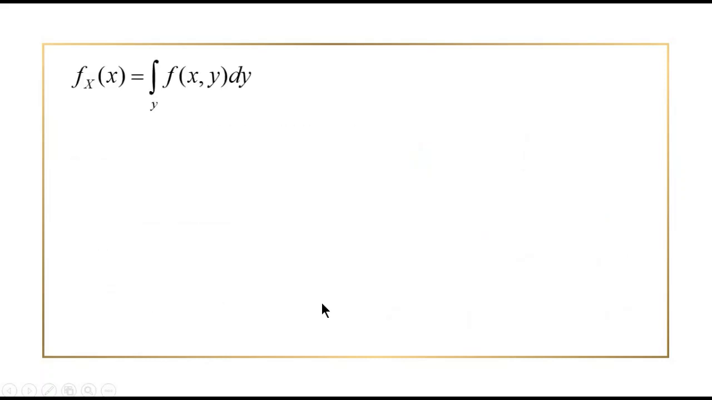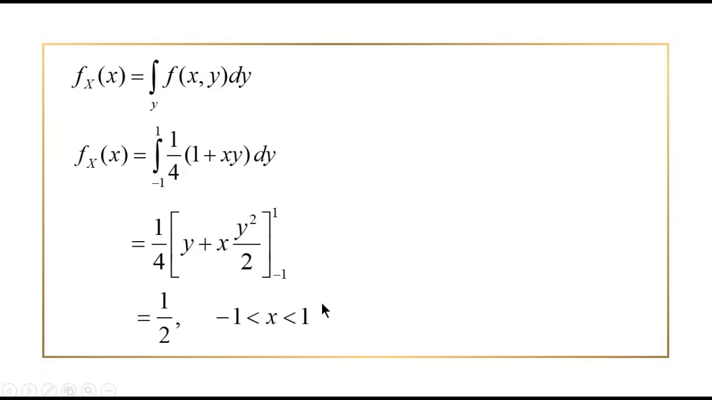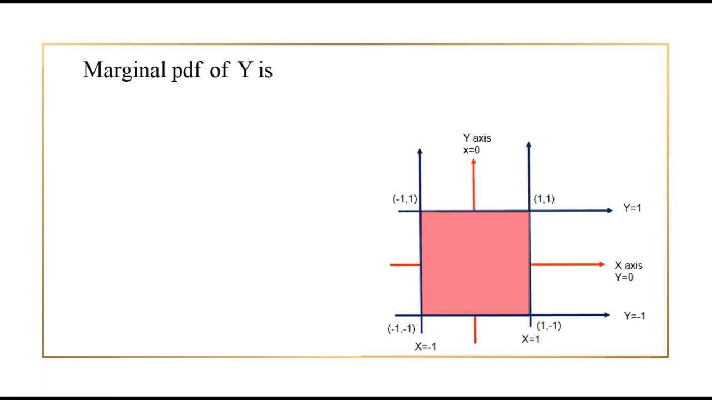So integrate the joint PDF with respect to y to get the marginal PDF of x. Okay, so you get 1 by 2 as the answer, where x lies between minus 1 to plus 1. Now this is our marginal density function of x. Similarly, to find the marginal PDF of y, here also we draw the base region.